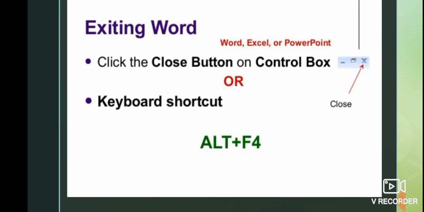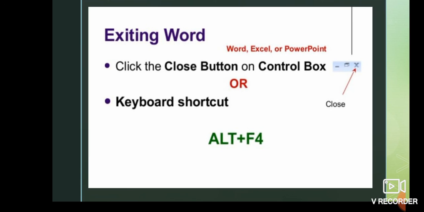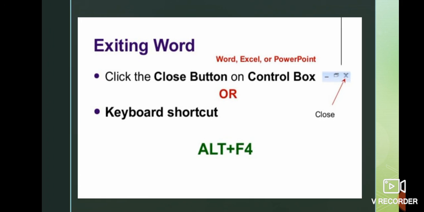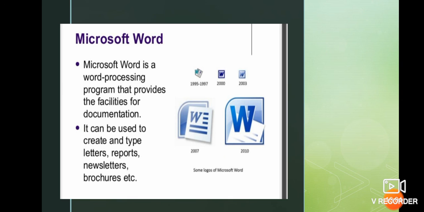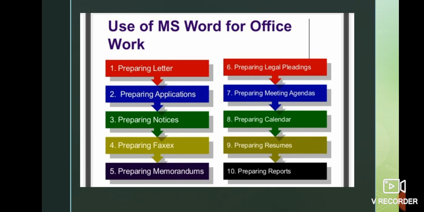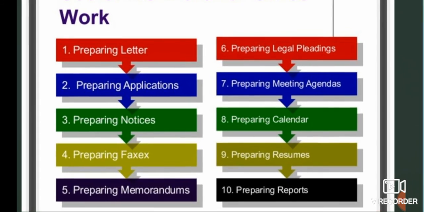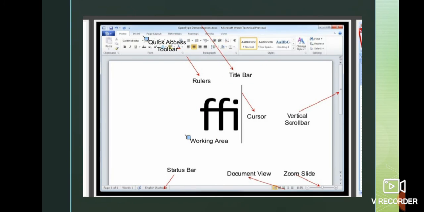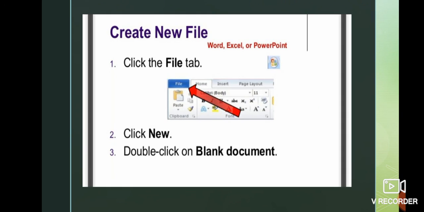So these are the few things that we have discussed so far. First, what is MS Word. It is a word processing program that allows the user to do documentation work. And then these are other purposes of MS Word used in the office. And then the parts of your MS Word window. And the first thing we discussed is how to create a new file.